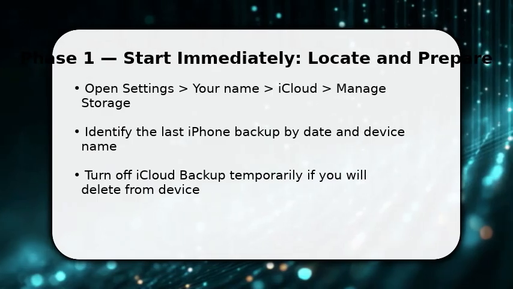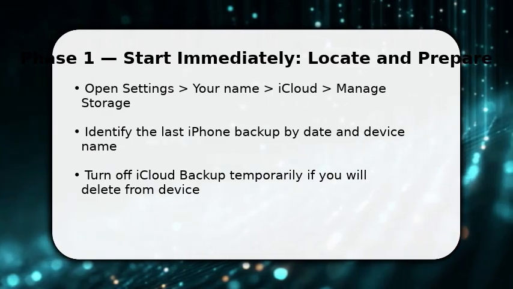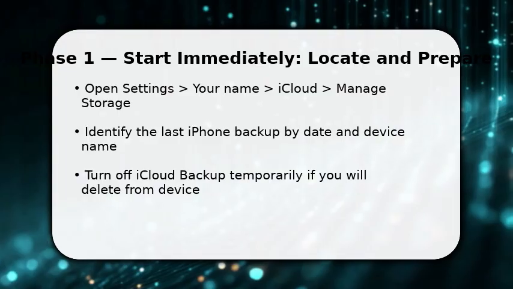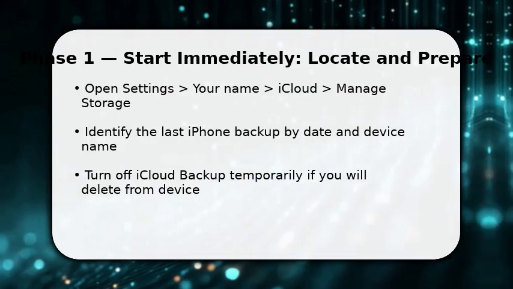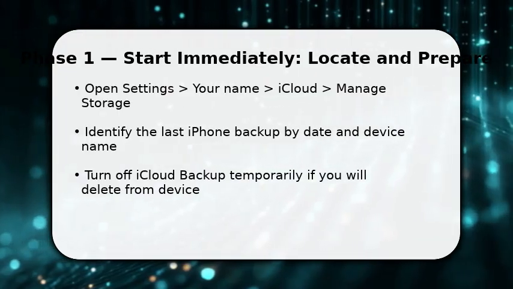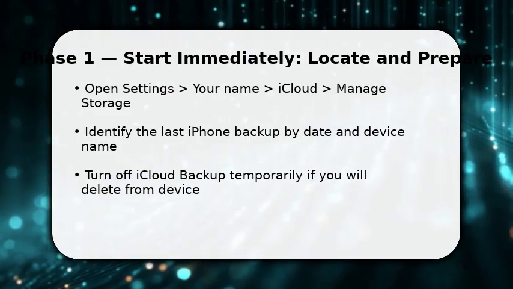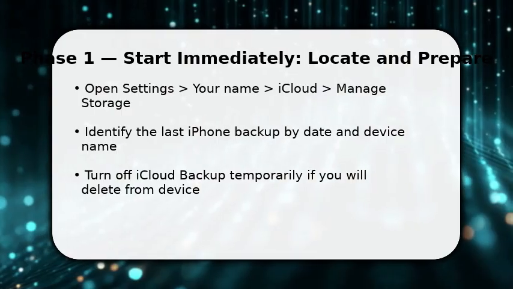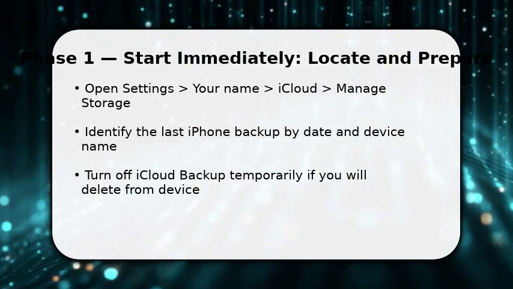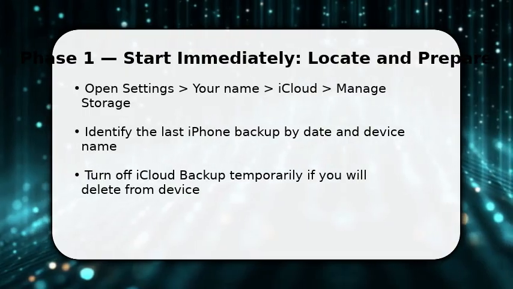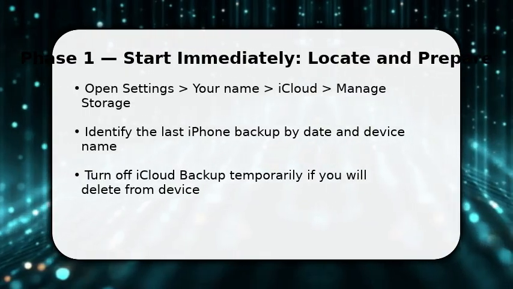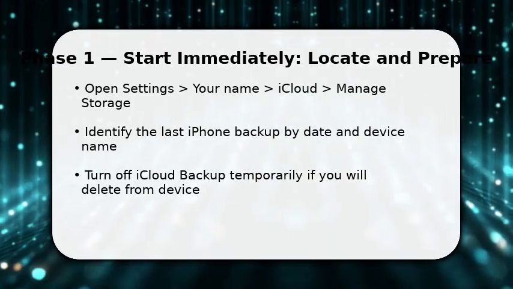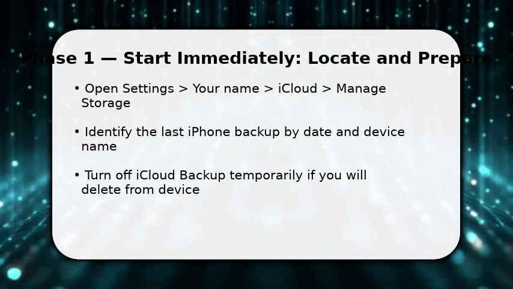Enjoy the video. You start by opening Settings and tapping your name, then hit iCloud and Manage Storage so you can see backups. Once you spot the most recent iPhone backup, note its date and device label so you don't remove the wrong one. If you plan to delete from the device, make sure to disable iCloud backup first. This prevents automatic reload. Do this now so you have control. Accuracy here avoids losing needed data later and prepares you for the deletion step.